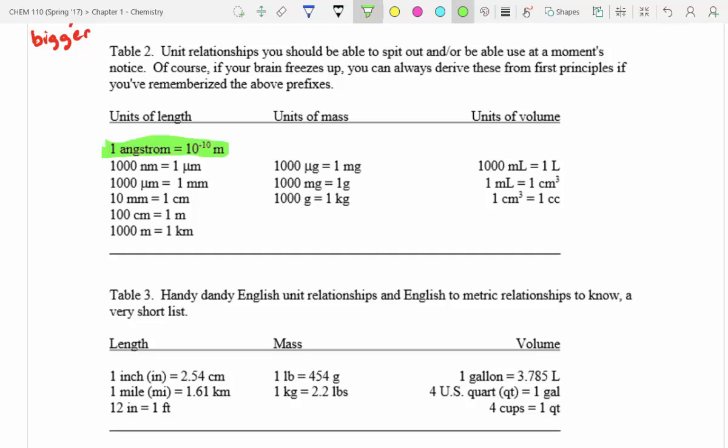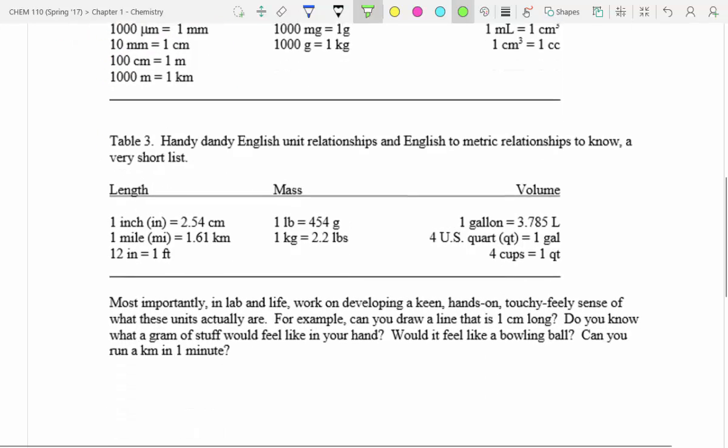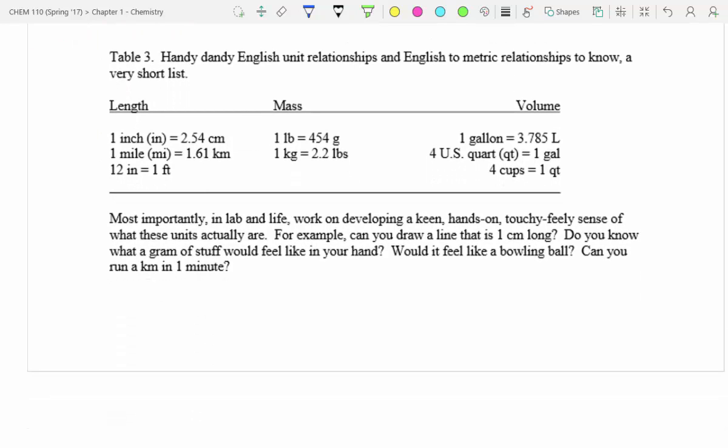So you might see this on occasion as well. There's also unit relationships here. If you are trying to do unit conversions, which we'll do a lot of later, you can use these unit conversions as well. And then at the very bottom, this is a handy-dandy table for converting between American units and SI units. For example, if you're traveling up to Canada, you might want to know how to convert from kilometers to miles, and you could use something like this to convert really easily.